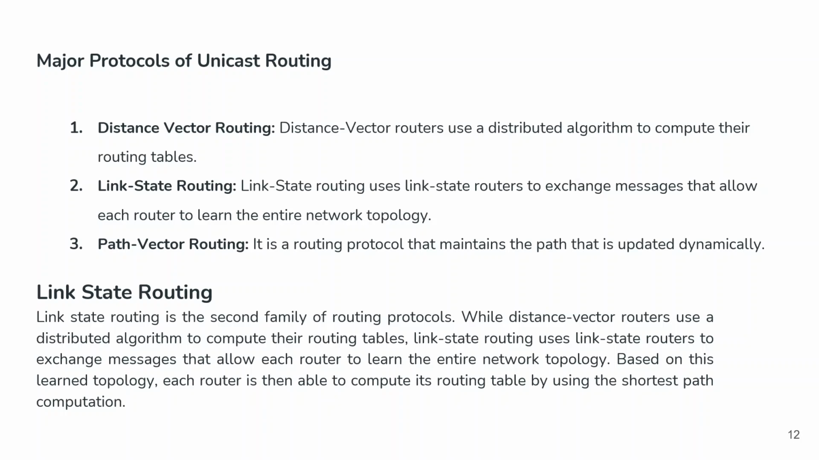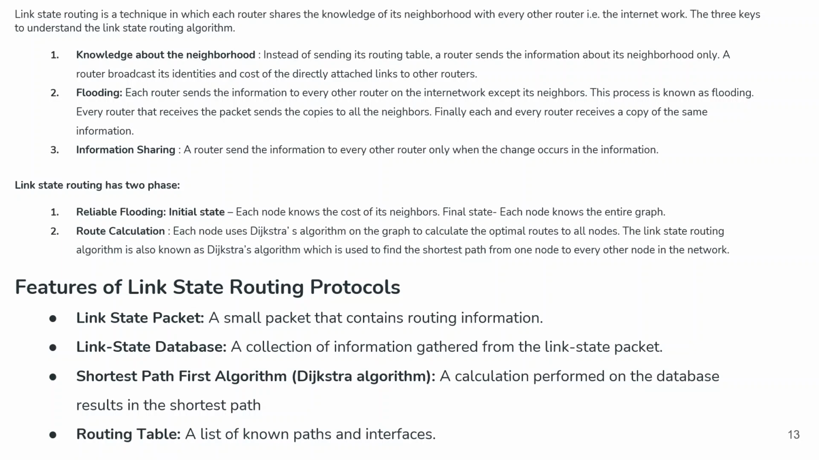So link state routing is the second family of routing protocols. While distance vector routers use a distributed algorithm to compute their routing tables, link state routing uses link state routers to exchange messages that allow each router to learn the entire network topology. Based on this learned topology, each router is then able to compute its routing table by using the shortest path computation. So link state routing is a technique in which each router shares the knowledge of its neighborhood with every other router, that is, the internetwork.